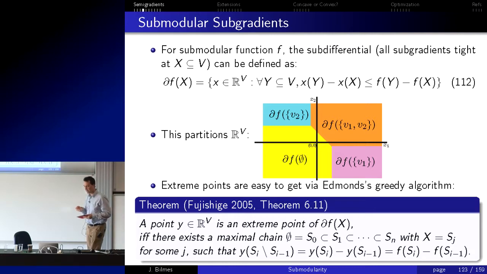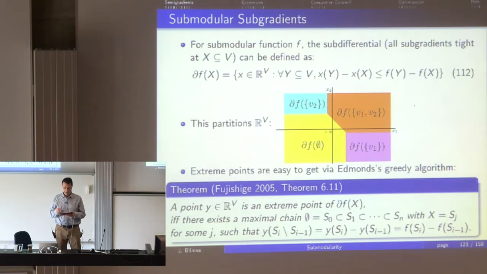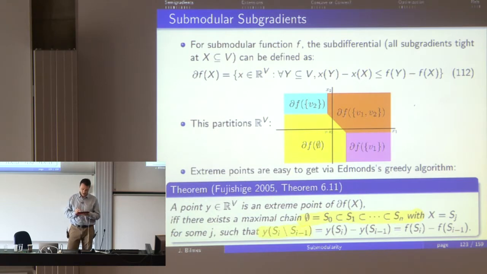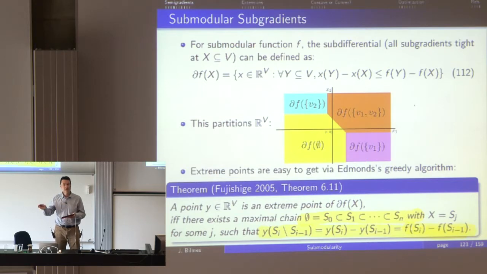It turns out that any extreme point can be represented by a maximal chain. You take a maximal chain, and then you construct a vector that has elements equaling the evaluation of the difference on that chain. Basically, if you take a chain which is S0, S1, S2... So what is a chain? A chain is basically a sequence of sets where the next one has one more element than the previous one. And we take the difference of the submodular function evaluated on two successive elements in the chain, and that gives you the coefficient for that new element in the modular function. That gives you an extreme point of the subdifferential.